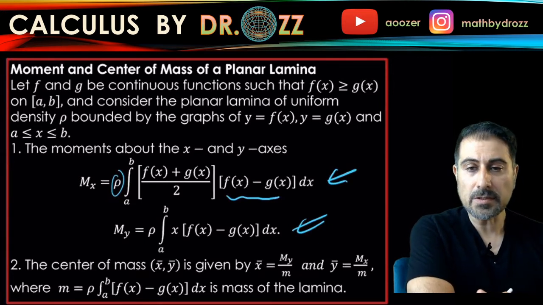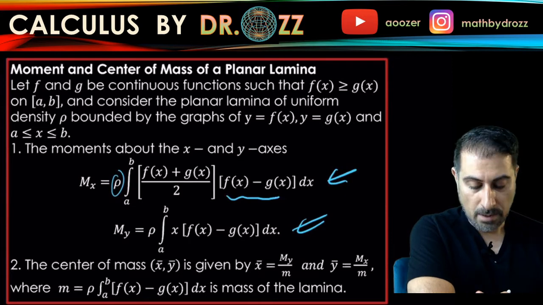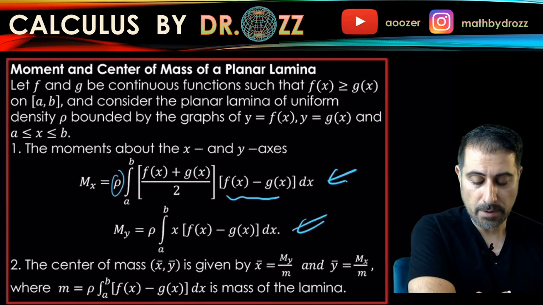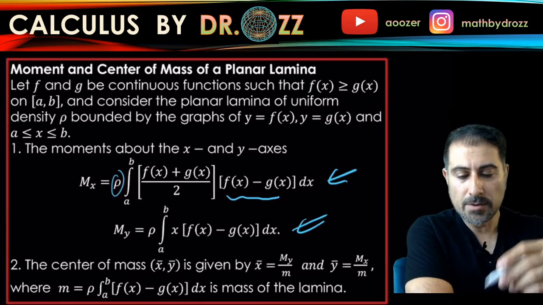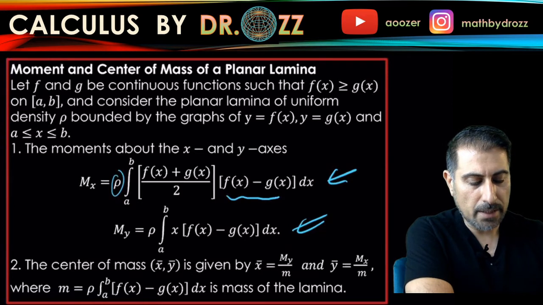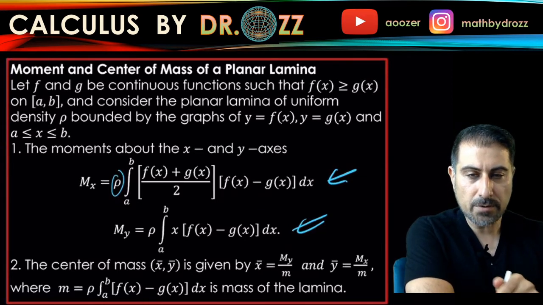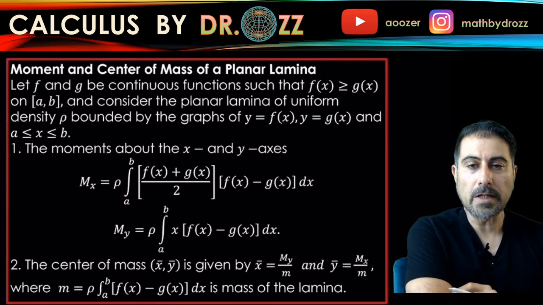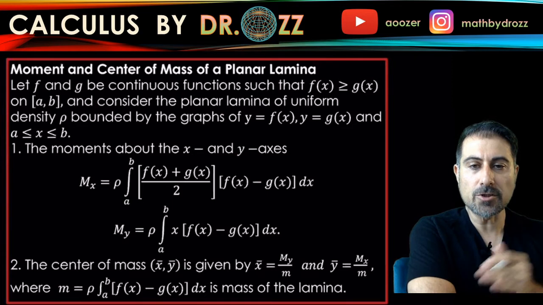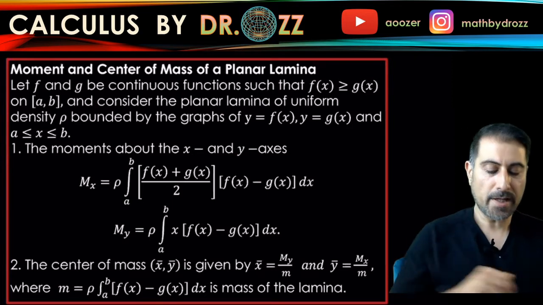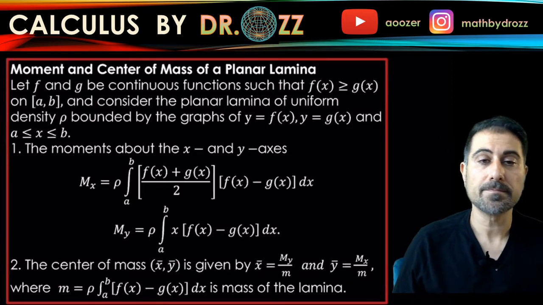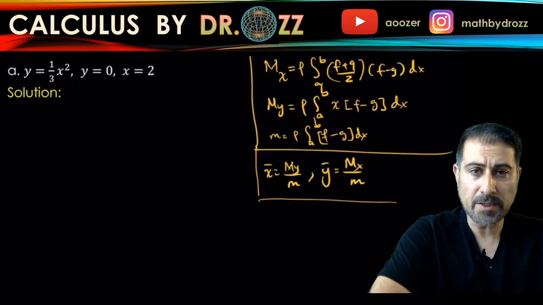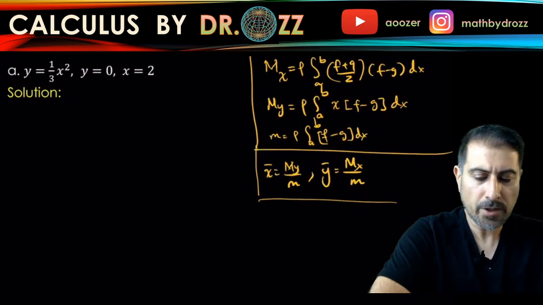And y bar is the moment about the x-axis divided by the total mass. And the total mass also has a formula written in terms of an integral of f minus g multiplied by rho, integrated from a to b. Okay, so we're going to have a lot of integral calculations here, and I'm going to copy those formulas down to my next slide, and let's see what we can label our functions as, f and g, and then we can come up with x bar and y bar. All right, so I listed the formulas here.